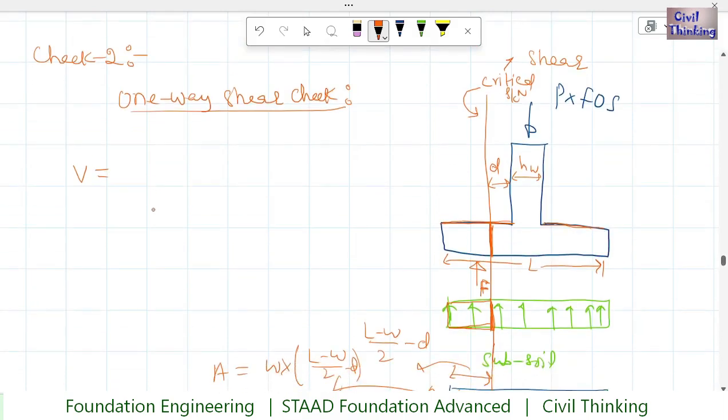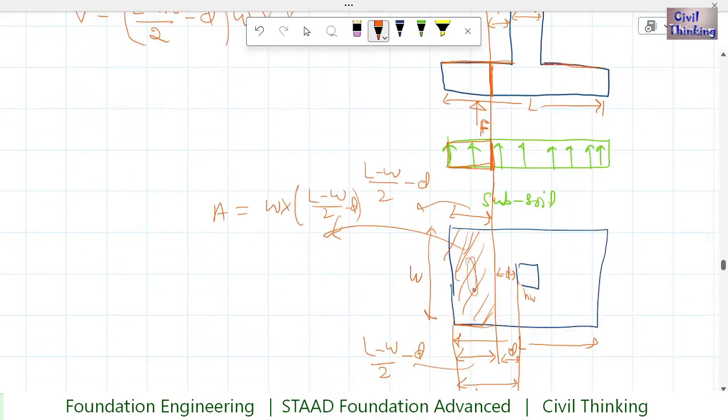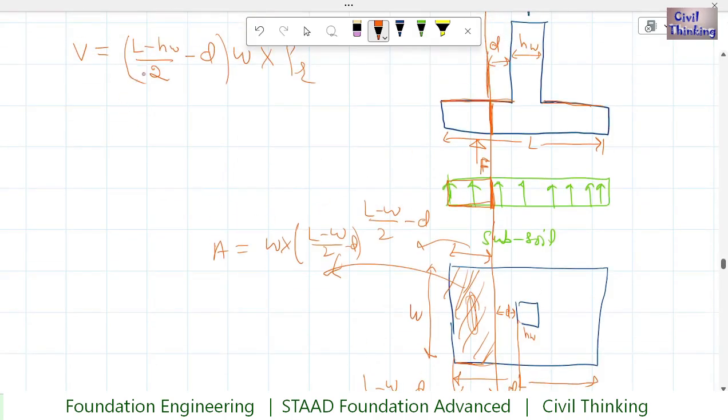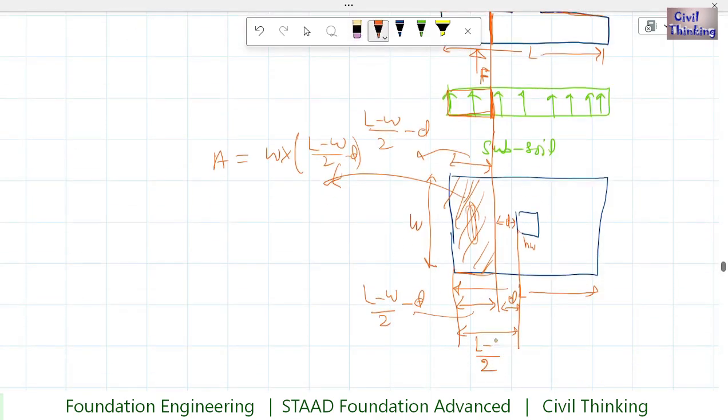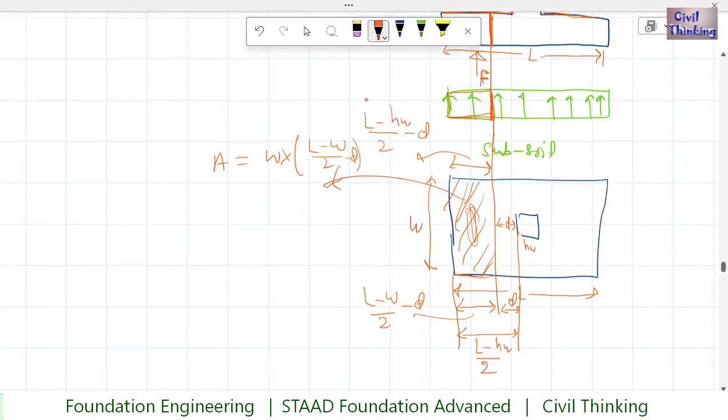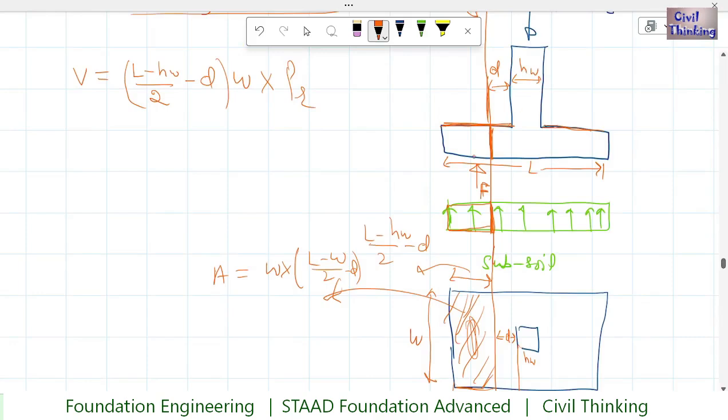V is (L minus HW by 2 minus d), right, multiplied by width W, times pressure, because this pressure multiplied by this area is going to give me the shear force at this critical section, which is at a distance d. So we got it, L minus HW by 2. This was not L minus W, it is L minus HW, right? Why? Because this much is L minus HW divided by 2, and when we subtract this d, we get this much of distance. This is what we need to calculate this area. So the shear force is pressure multiplied by this area, so we got the shear force.